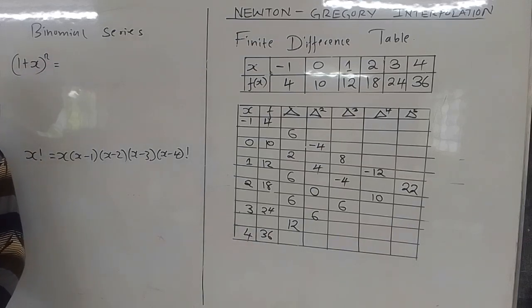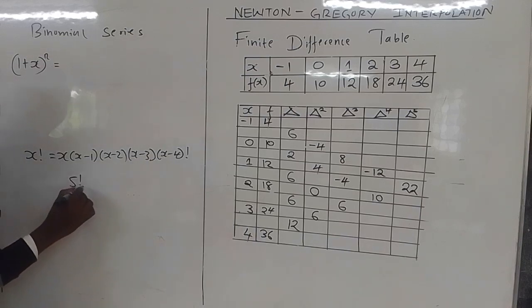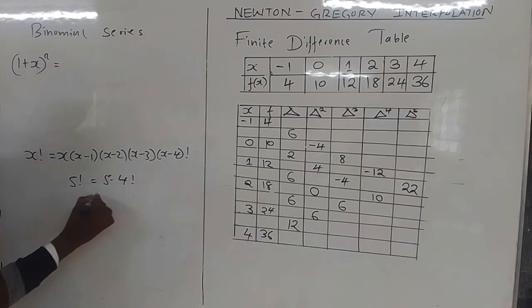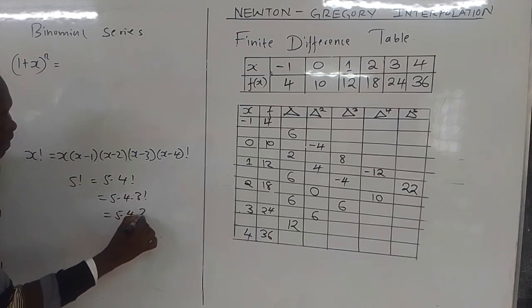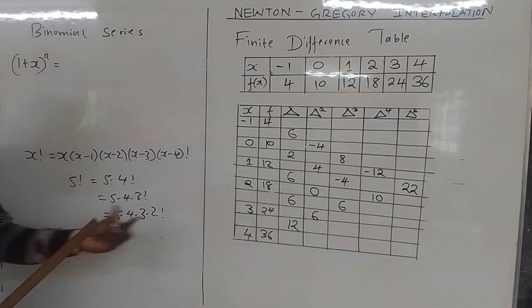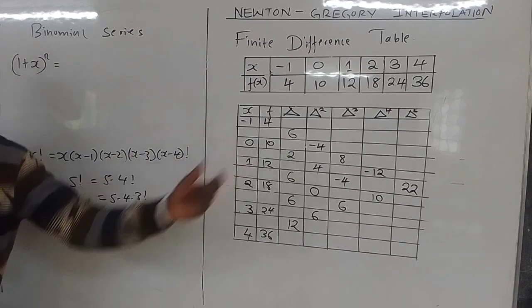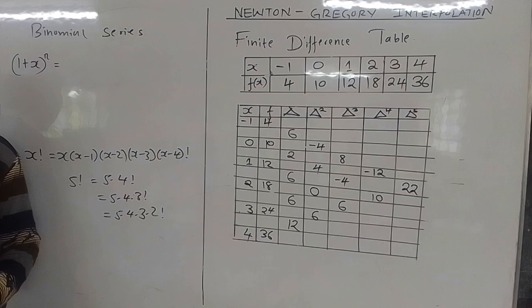Are we together? Meaning if you have 5 factorial, it is 5, 4 factorial, it can be 5 times 4 times 3 factorial, or it can be 5 times 4 times 3 times 2 factorial. Where you reach is where you put the factorial, but you know the last one will be 0 factorial, isn't it? Are we together?